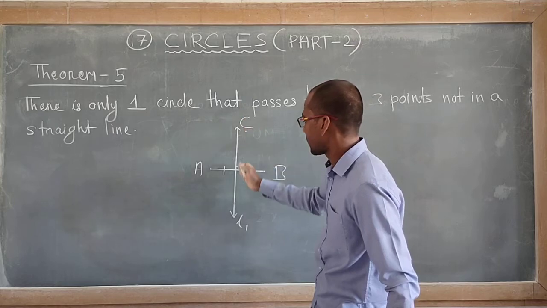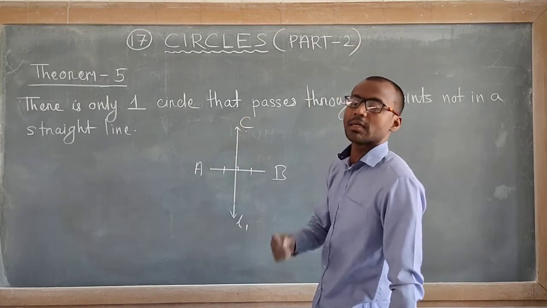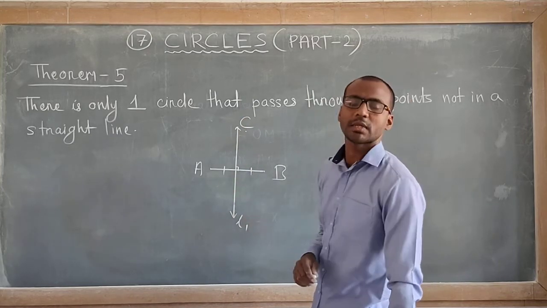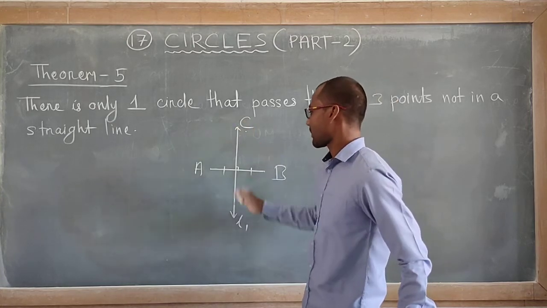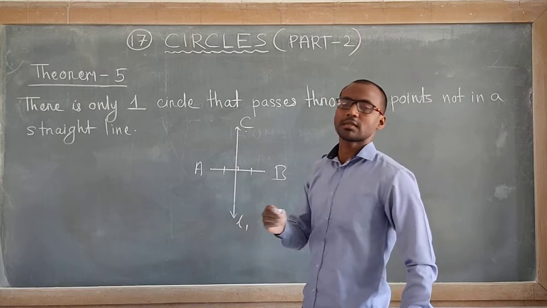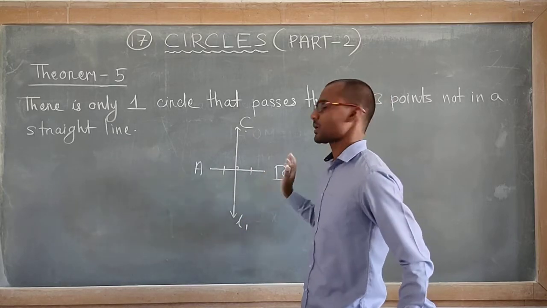Every point on the perpendicular bisector of a line segment is equidistant from the end points of the line segment. Remember this. Every point on the perpendicular bisector of a line segment is equidistant from the end points of the line segment.